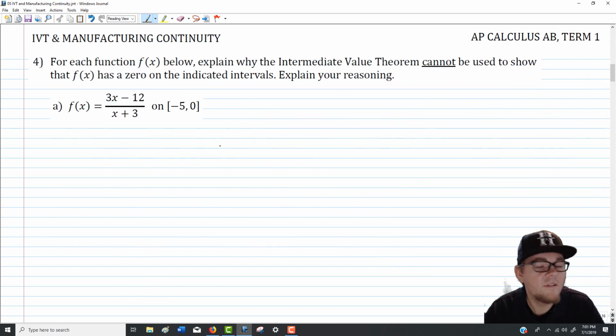Okay, that brings us to question number 4. We're going to look at the two parts of question number 4. Question number 4 states, for each function f of x below, explain why the intermediate value theorem cannot be used to show that f of x has a 0 on the indicated intervals.